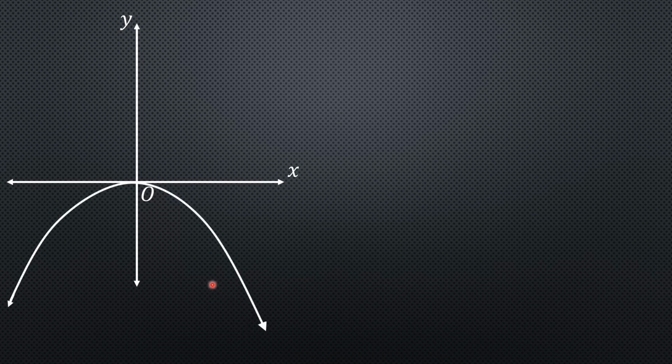Again, let us assign a point P on the parabola with coordinates xy. So this point P will be equidistant to a fixed point called focus and a fixed line called the directrix. The focus this time will have the coordinates 0, negative c. Notice that the focus is always interior to the parabola, and it is collinear with the vertex of the parabola.